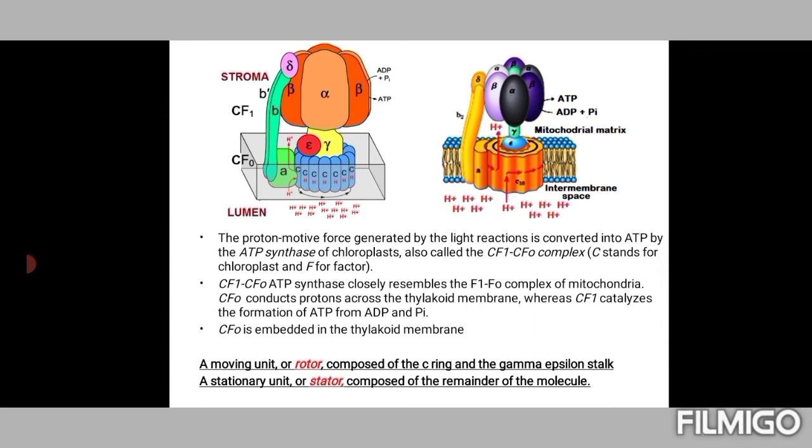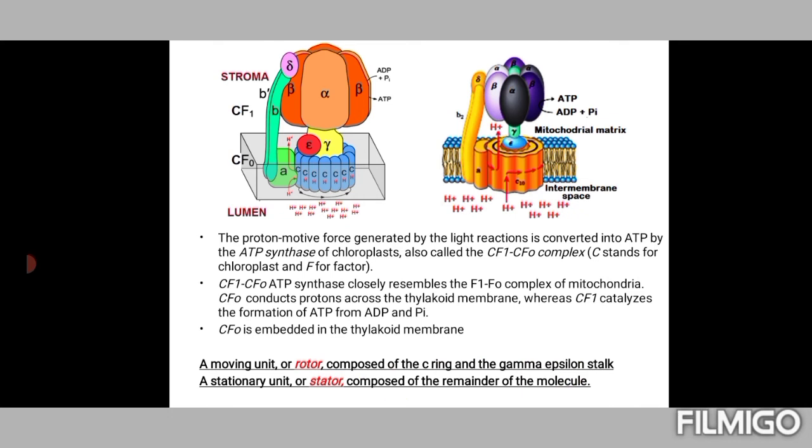And this is called the CF1CFO complex because C represents chloroplast. The structure of the head is similar. You can see three alpha, three beta, gamma, delta, and epsilon subunits in the head, or F1 part, and the FO part, the stalk, has A, B, B dash, and C subunits which form a ring. So we can see the moving unit, the rotor, as well as the stationary unit, the stator, here. The structures are similar. We can see what forms the rotor and what subunits form the stator also.